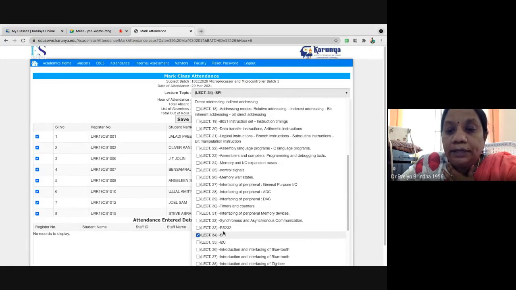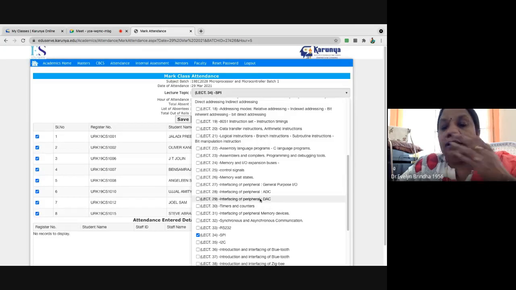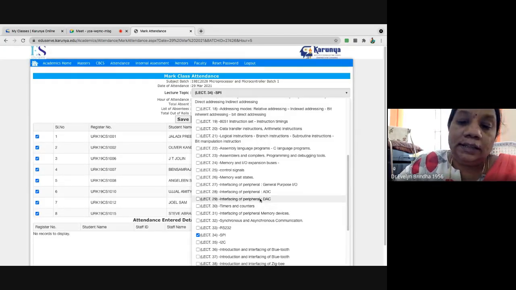So we have completed RS-232. We have completed synchronous and asynchronous communication basics. We have completed interfacing of peripheral devices, timers and counters. ADC and DAC we have completed in the lab. Some more data is remaining. I will be telling you in one class. And we have I2C and introduction to interfacing of Bluetooth.